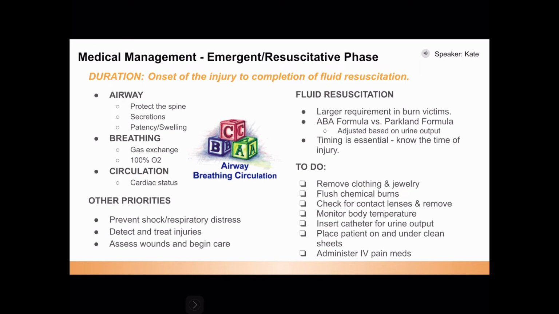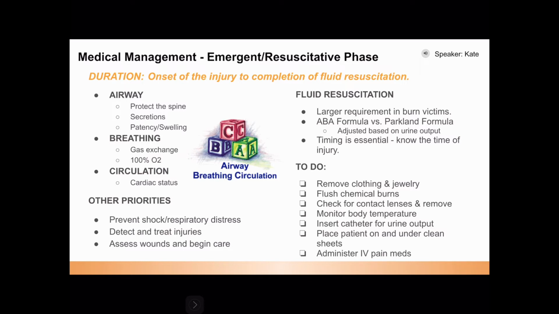The emergent resuscitative phase occurs from the onset of the injury to completion of fluid resuscitation. During this phase, the most important initial priorities of care are airway, breathing, and circulation. It is essential to regularly monitor the patency of the airway during the first 48 hours. Smoke inhalation could cause edema to develop over that period of time and shut the airway down. Excessive secretions could also be a factor. It is then important to focus on fluid resuscitation. Burn victims require more fluid than any other type of injury in order to maintain adequate organ perfusion.